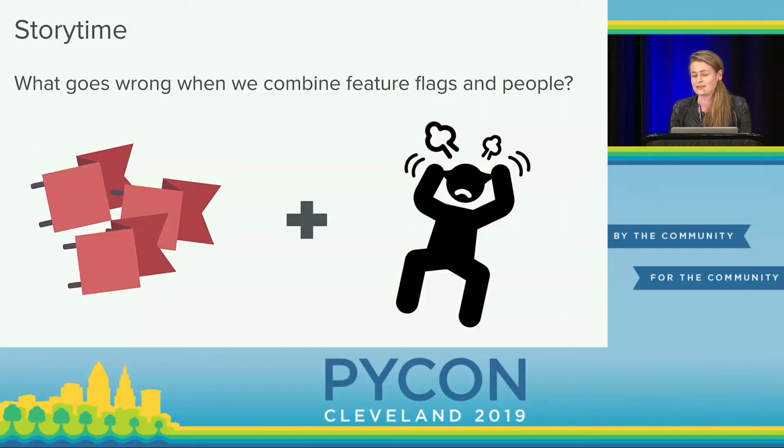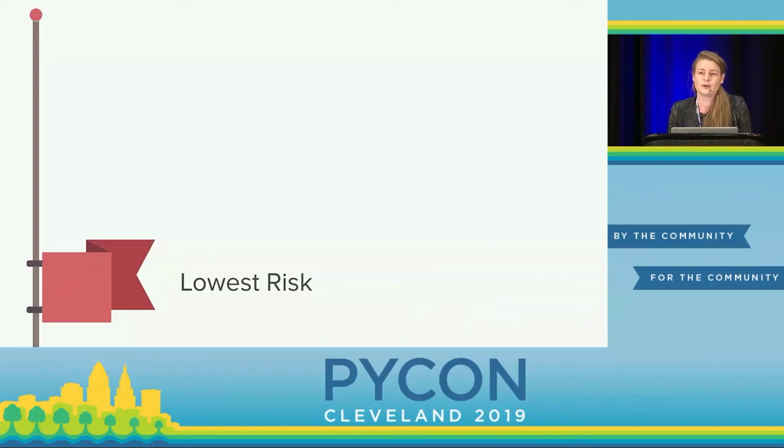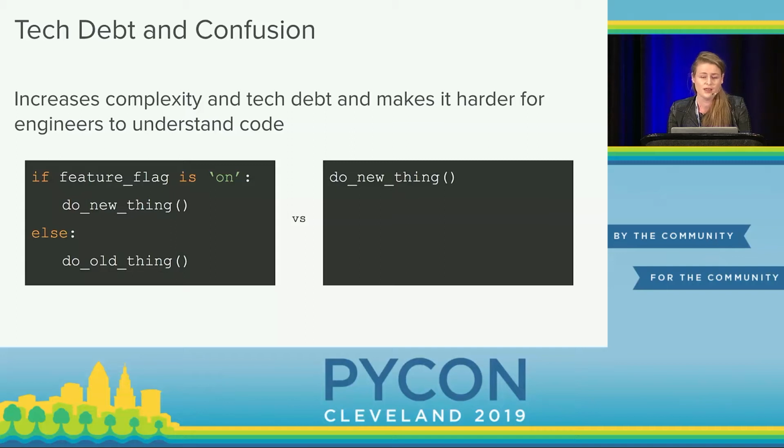So what are the risks that we associate with putting feature flags in our code? So we've talked about some people, we've talked about some feature flags. What happens when we put those two things together? The first thing we can talk about is probably the lowest risk scenario, right? So what's the lowest risk that we can do from feature flags? Putting a feature flag in your code base is inherently introducing tech debt into your code base.